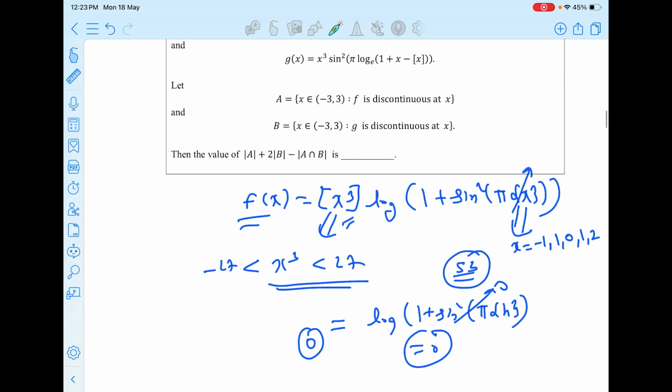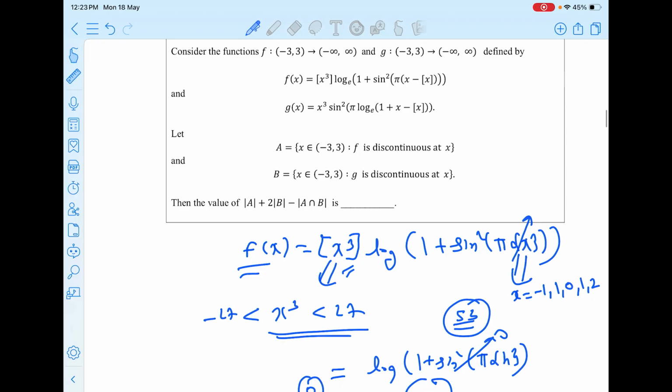So the total number of points where f of x will be discontinuous will be what? 53 minus, subtract those 5 points. So that will be 48. In the same way we calculate for g of x.